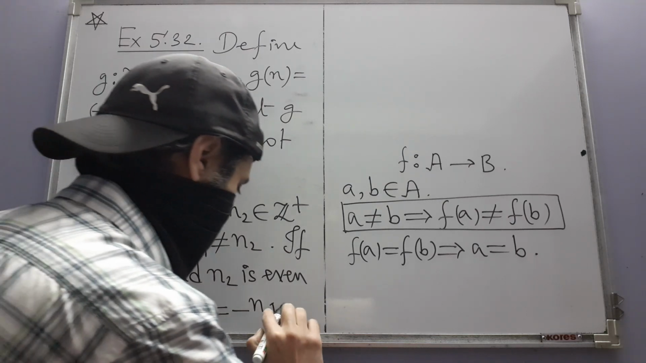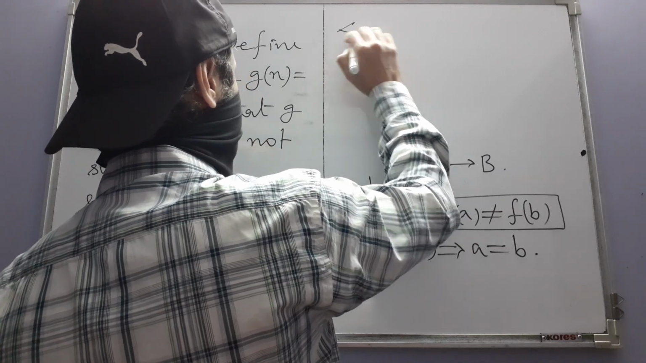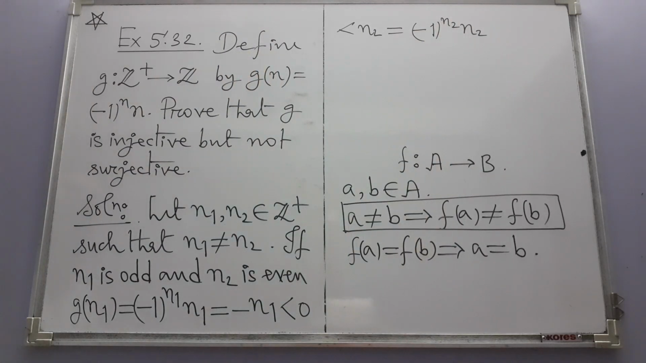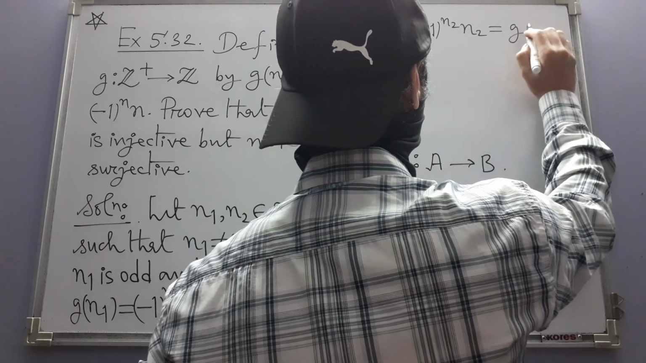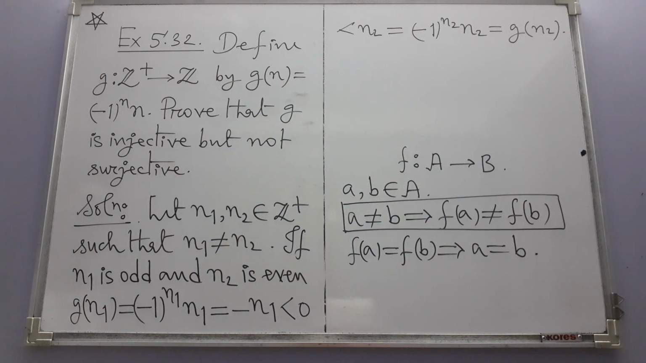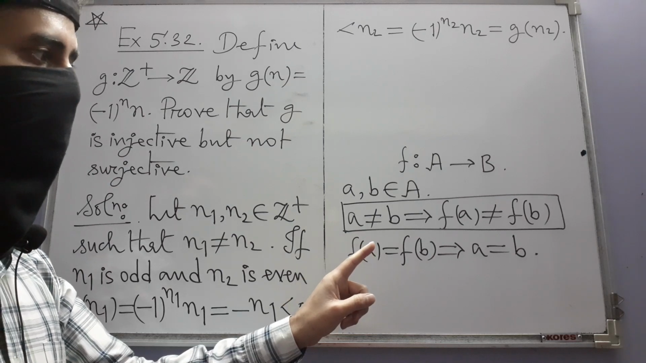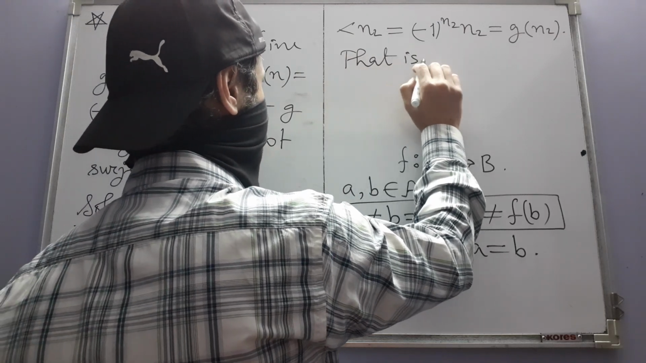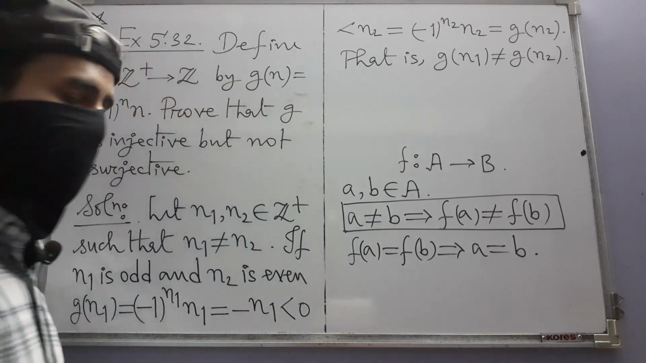But n1 is positive, so minus n1 is negative. However, because n2 is positive, this is less than n2. But n2 can be written like this also. Because n2 is even, this power is plus 1. And this is g of n2. So we see that for distinct inputs n1 and n2, in this specific case, g of n1 and g of n2 actually are also distinct. It turns out that g of n1 is less than g of n2, but that's not the point. The point is that they are different. That is, g of n1 is different from g of n2. That's what matters here.